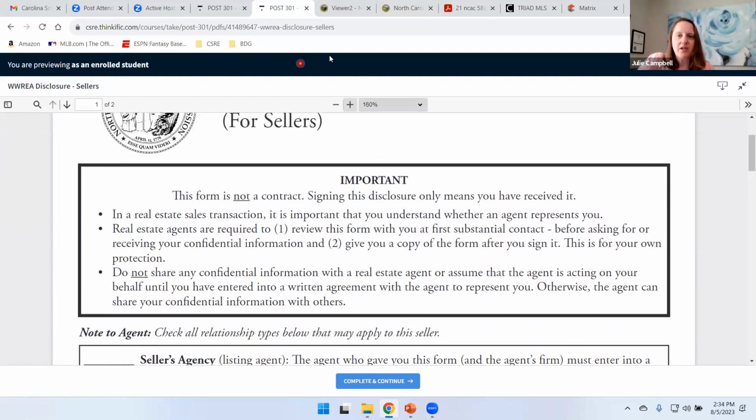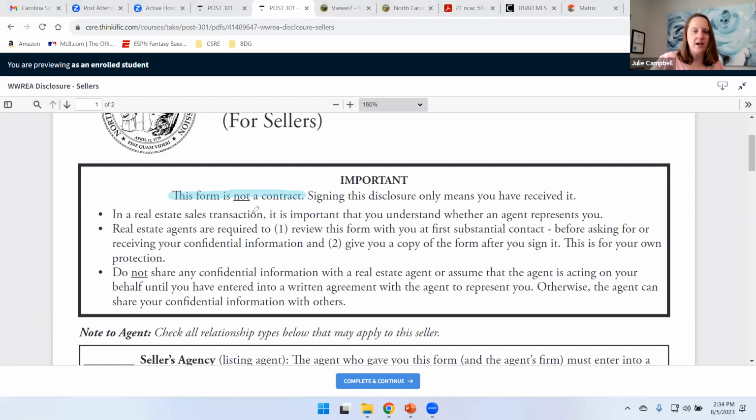And then it starts with a big importance. First thing this says is this form is not a contract. I'm not trying to create agency. I'm not trying to enter into an agency relationship with you. I'm just disclosing my agency status. So signing this disclosure only means that you've received it. We may never see each other again. We don't owe each other anything. You're only saying, yeah, I received it.